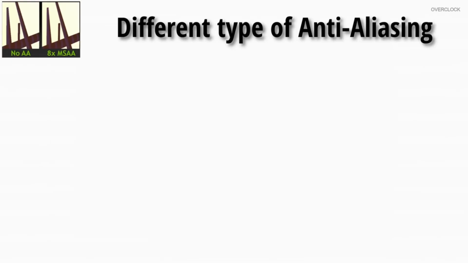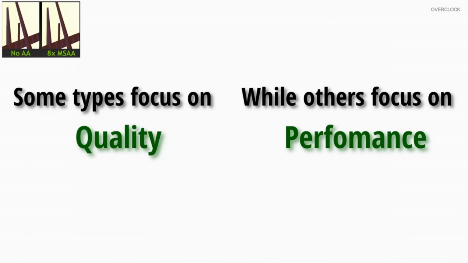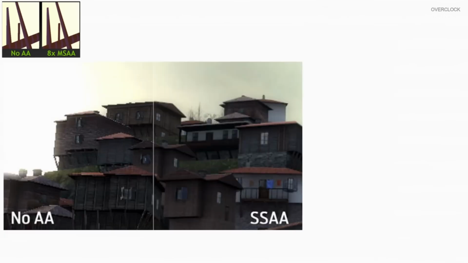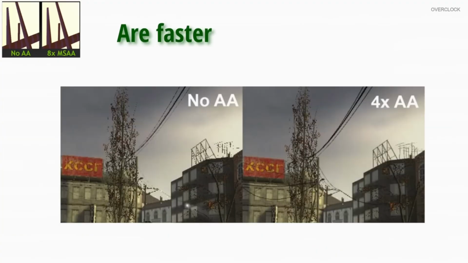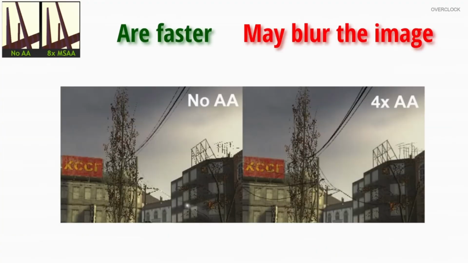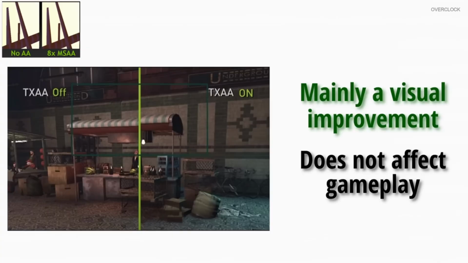There are many types of anti-aliasing such as MSAA, FXAA, TAA, and others. Some types focus on quality, while others focus on performance. Higher quality anti-aliasing methods improve image clarity but can reduce FPS. Lower quality methods are faster but may blur the image slightly. Anti-aliasing is mainly a visual improvement and does not affect gameplay.